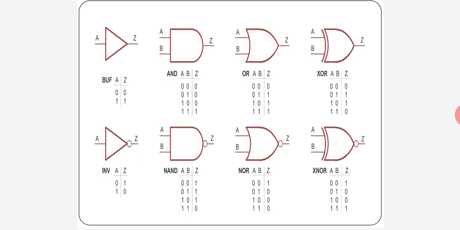But if you look at the inverter, you see that if the input is 0, the output will be 1. And if the input is 1, the output will be 0. But with the buffer memory, the first one we are seeing there, the output is the same as the input. Okay, now let's look at the AND gate.